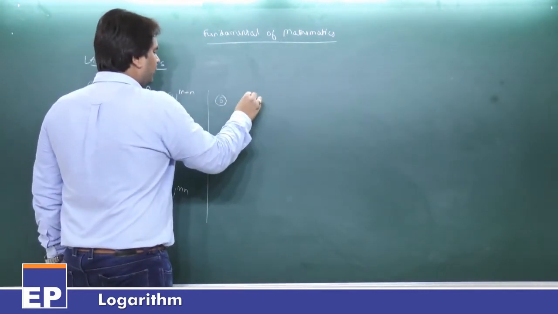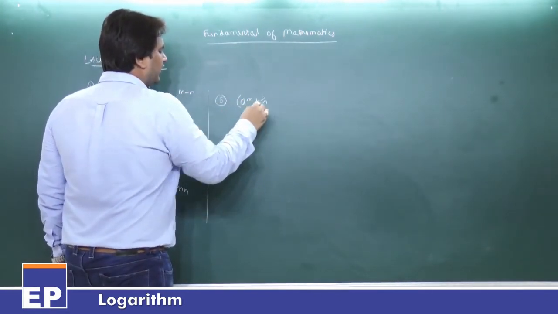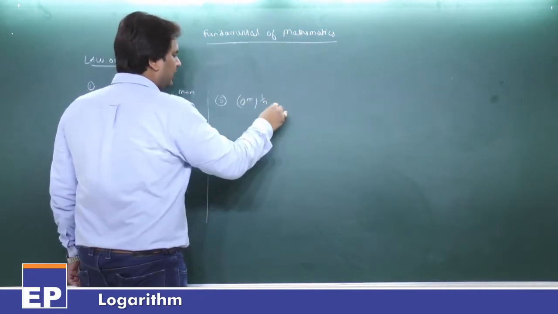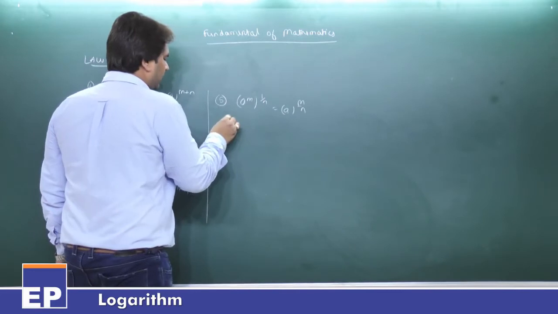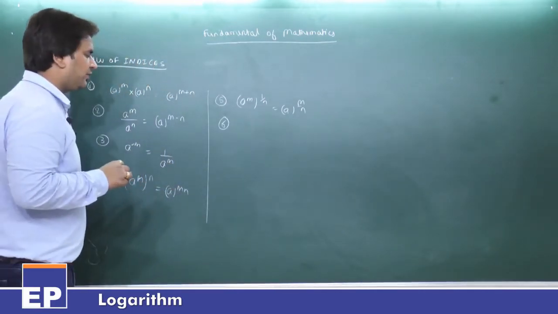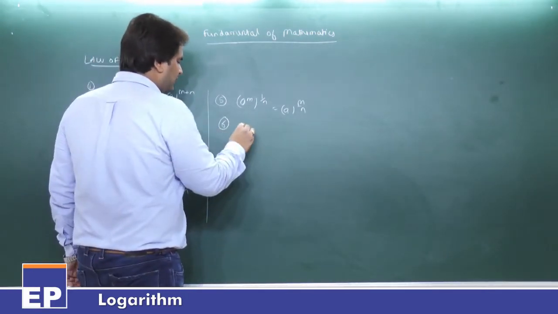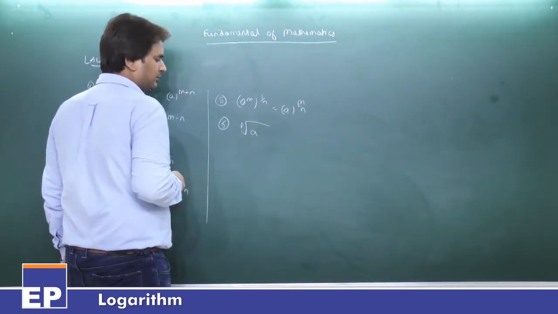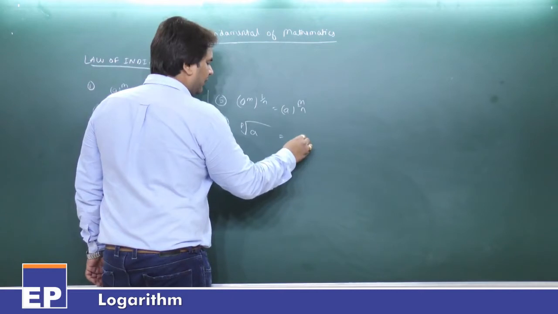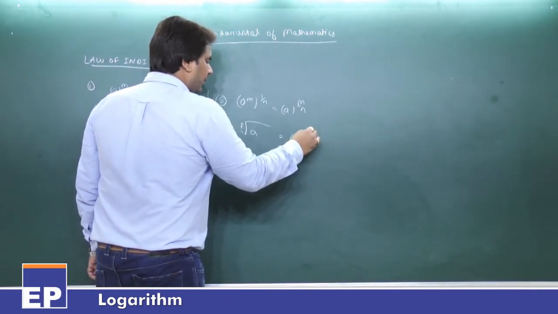Write down the fifth formula. The fifth formula is a to the power m multiplied by 1 by n, power 1 by n, that will be equal to a to the power m divided by n. Your sixth formula is: if it is written like this, the p-th root of a, what will you write? You will write it like this, a to the power 1 by p.